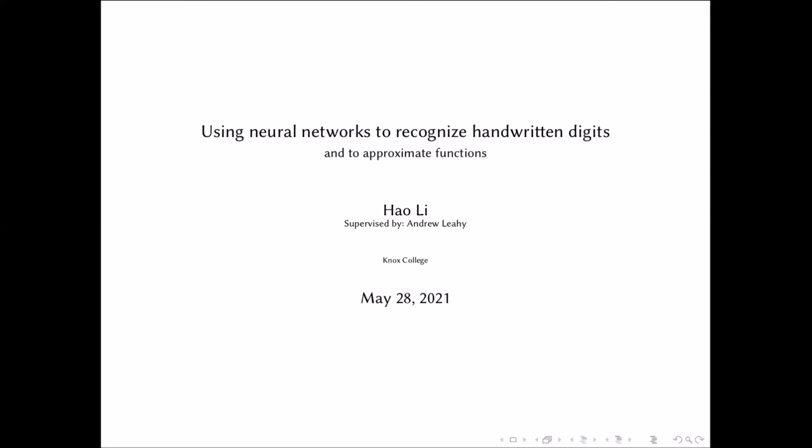So as you can see up here, Hal's going to be speaking today on neural networks. He came to me, I think at the beginning of this term, and said he wanted to do his final senior research looking at the mathematics behind machine learning. In particular, neural networks are probably the hottest topic on the planet right now in some sense.